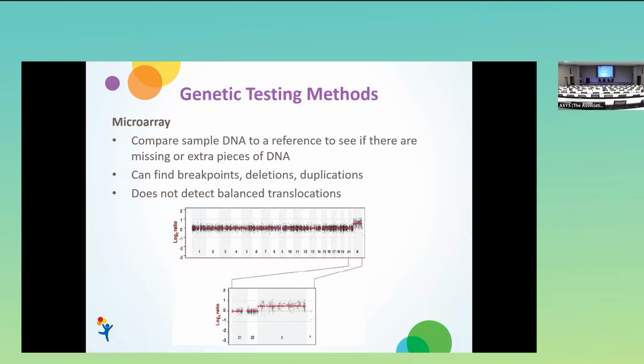However, when we get to the X chromosome, you can see that that red line is a little bit higher. And that's indicating that there's an overrepresentation of material from the X chromosome that attached to the probe. So something like this would be diagnostic of trisomy X. And that's how a microarray works.